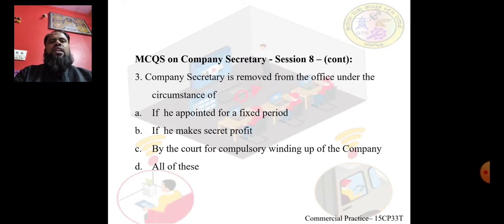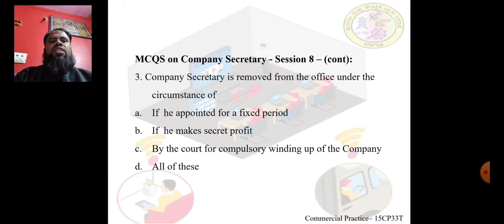The next question. Company secretary is removed from the office under the circumstances of: option A, if he is appointed for a fixed period; option B, if he makes secret profit; option C, by the court for compulsory winding up of the company; option D, all of these. What is the answer for this, my dear students? Yes, the answer is option D, all of these.